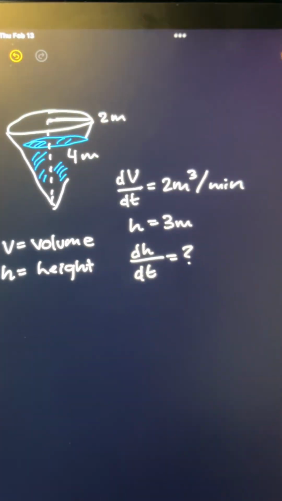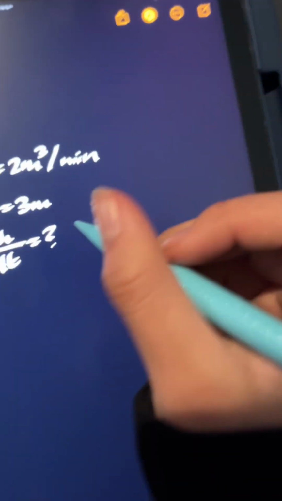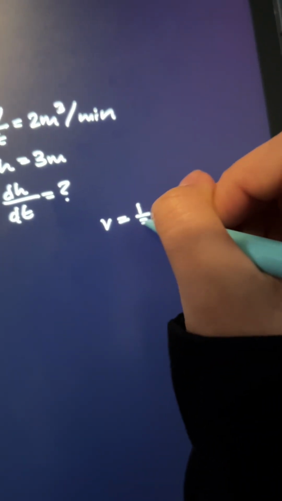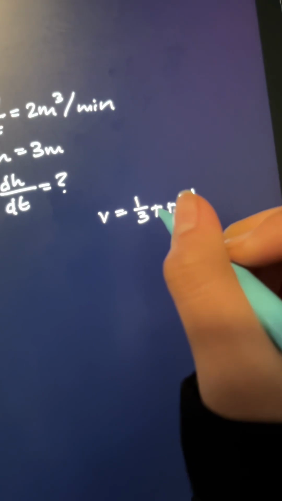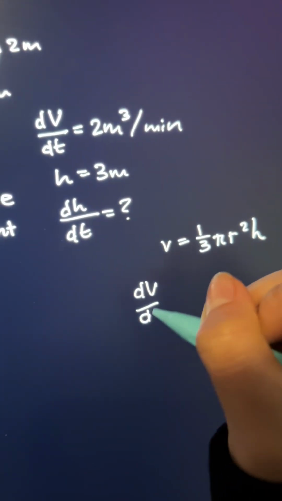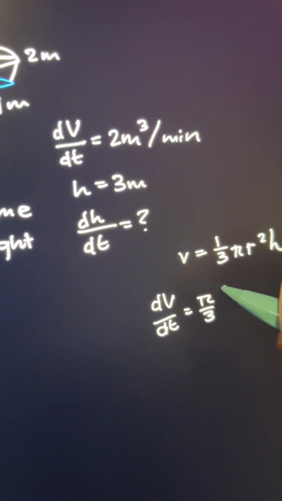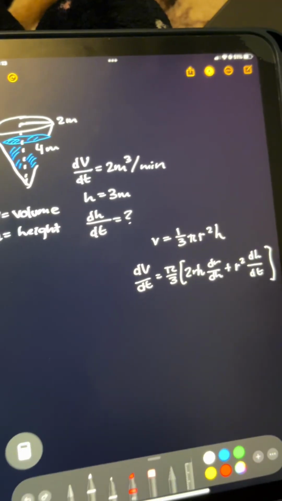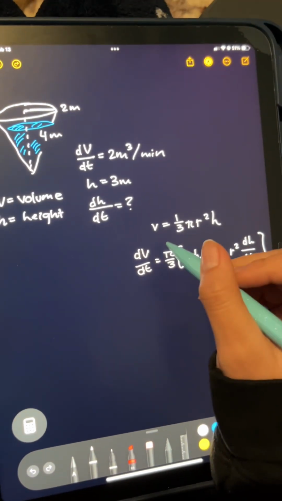Now we already know what equation to use because it's a cone. So it is V equals 1 over 3 pi r squared h. And then if we take the derivative, from the other worksheet, or you can do it yourself, it would look something like this, and we want to start plugging in.